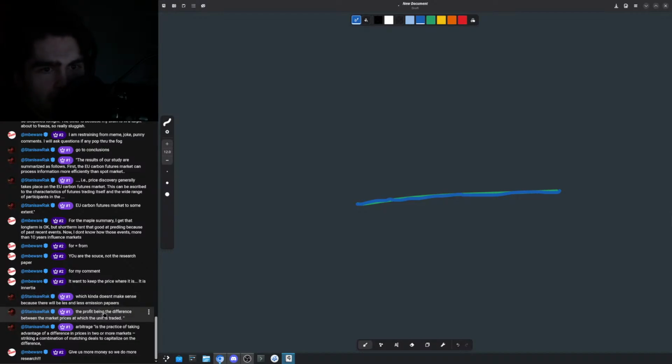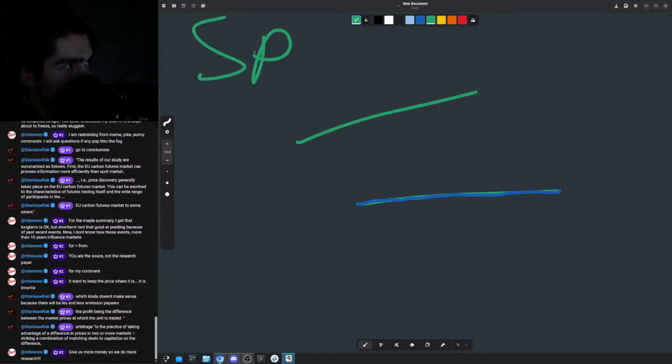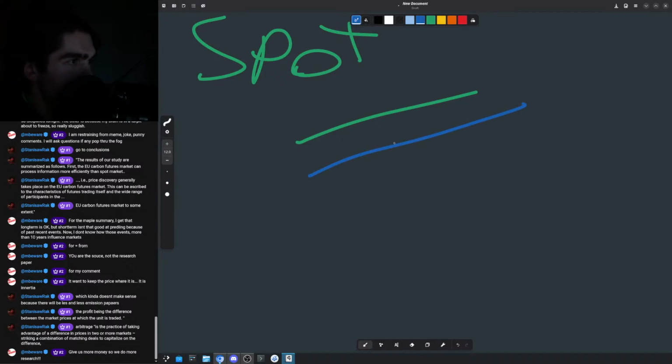The profit being the difference between the market price at which the unit is traded. Arbitrage is the practice of taking advantage of a difference in price in two or more markets, striking a combination of matching deals to capitalize on the difference. Yes, I agree. So if the price of your spot, let's say this is spot, I'll explain it in two ways so that I'm fair. If spot is higher than your future, then you can arbitrage by buying a future and selling a spot.